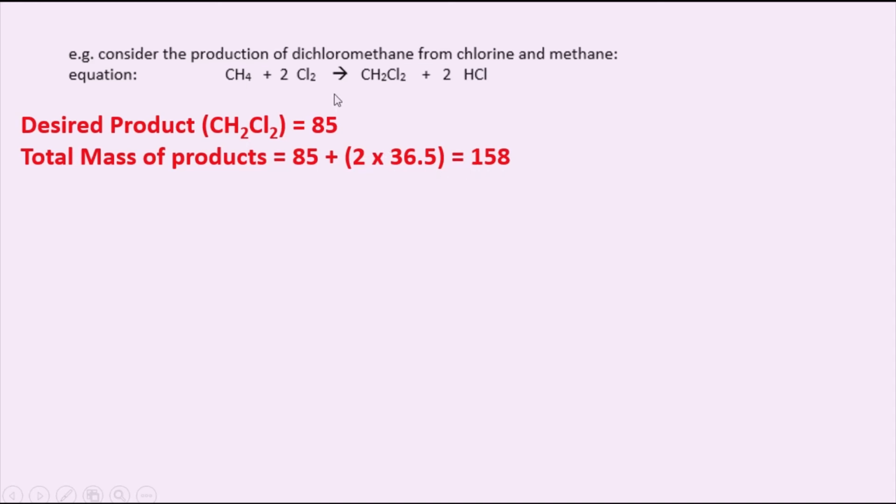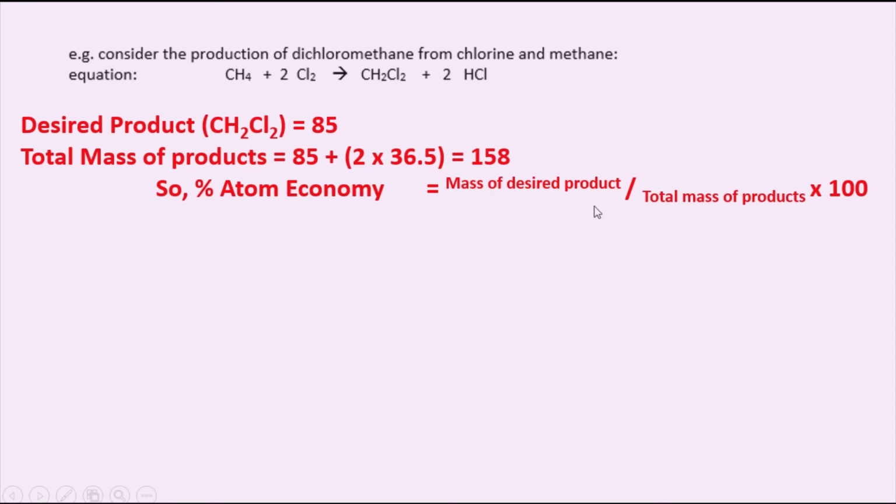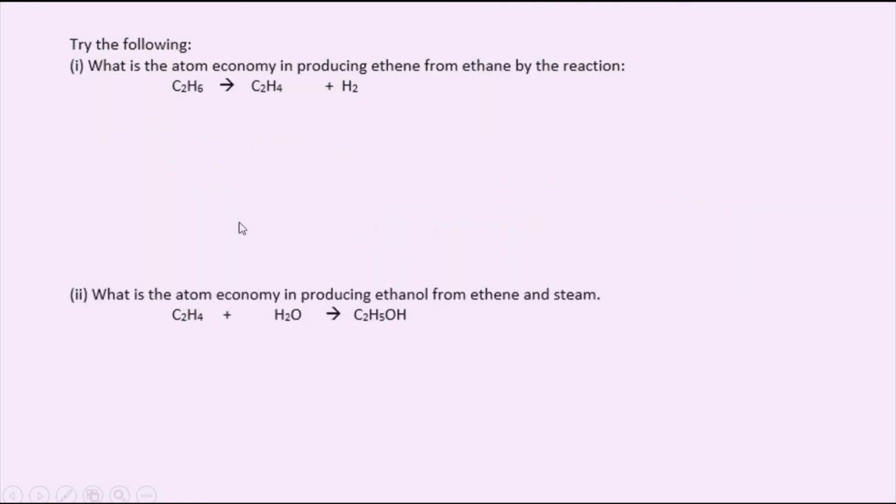Now, of the 158, 85 is the desired product. So percentage atom economy is the mass of the desired product, 85 over 158 times 100, and that gives us 53.8%. Now, because these are all based on RAMs to get the mass of the molecules and so on, significant figures probably isn't going to come into it, so we tend to give it to 1 decimal place. So 53.8% there to 1 decimal place, unless in the question they ask you for something different. So read the questions carefully if they come up.